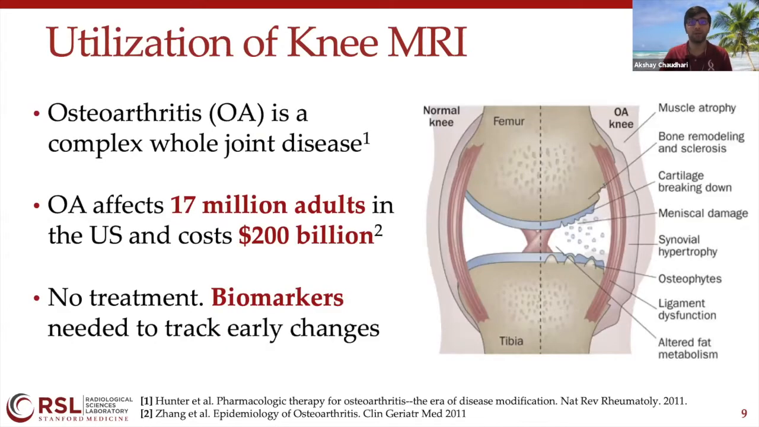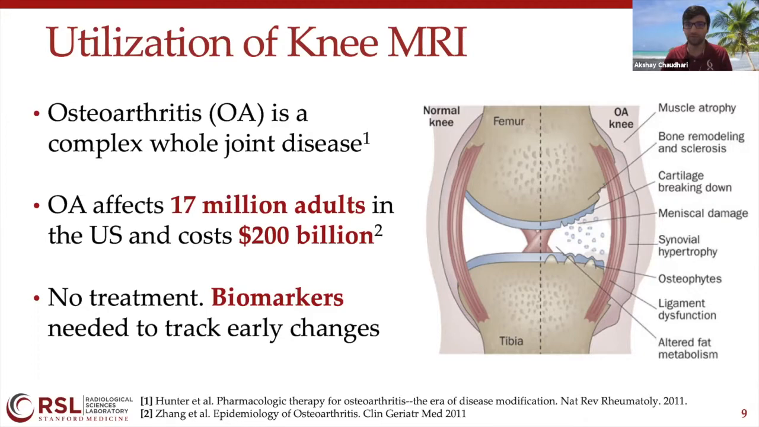And one common utilization of knee MRI is to better understand this complex disease called osteoarthritis. Osteoarthritis affects all the tissues in the knee joint, and it's been shown that previous injuries to soft tissues increase your risk of developing osteoarthritis, or OA. This disease affects around 20 million adults in the US and costs around 1% of our GDP in total annual cost. So it definitely has a large financial footprint.